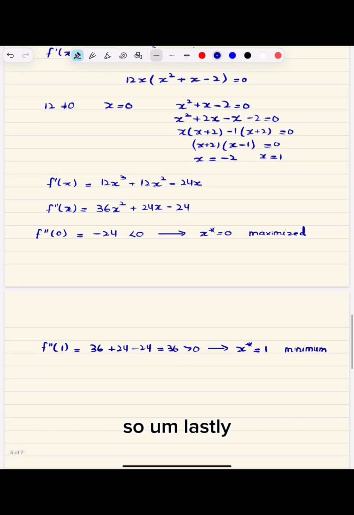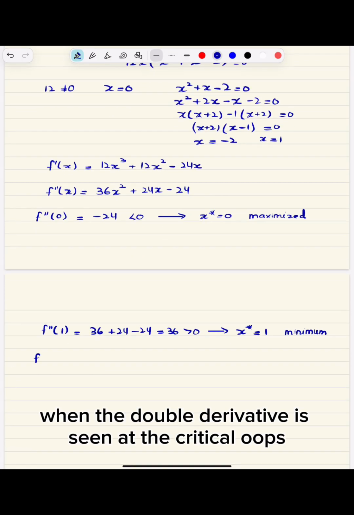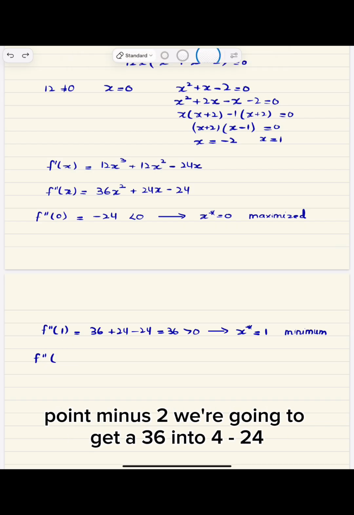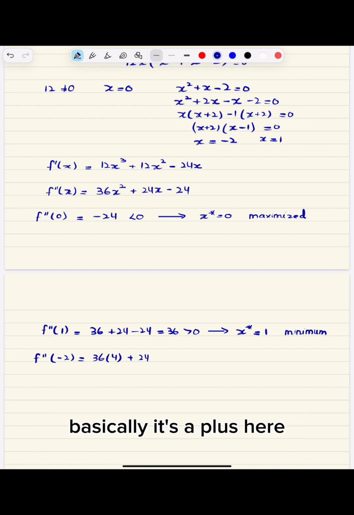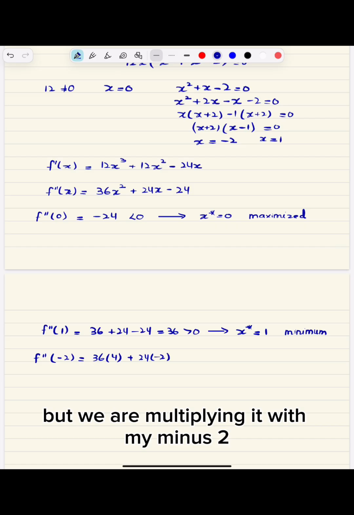So lastly, when the double derivative is seen at the critical point -2, we're going to get 36 times 4 minus 24. Basically it's a plus here, but we are multiplying it with my -2.